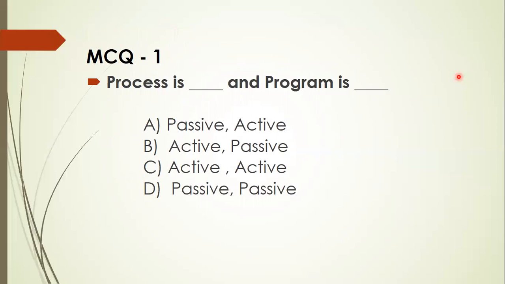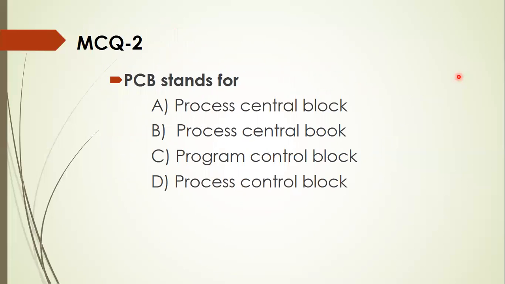Now some important and very interesting multiple choice questions on today's session. Process is dash and program is dash. We know that one is active, one is passive. Process is active and program is passive. The correct answer is B, active, passive. PCB stands for process control block. The correct answer is C. Sorry, the correct answer is D, because C is program control block.